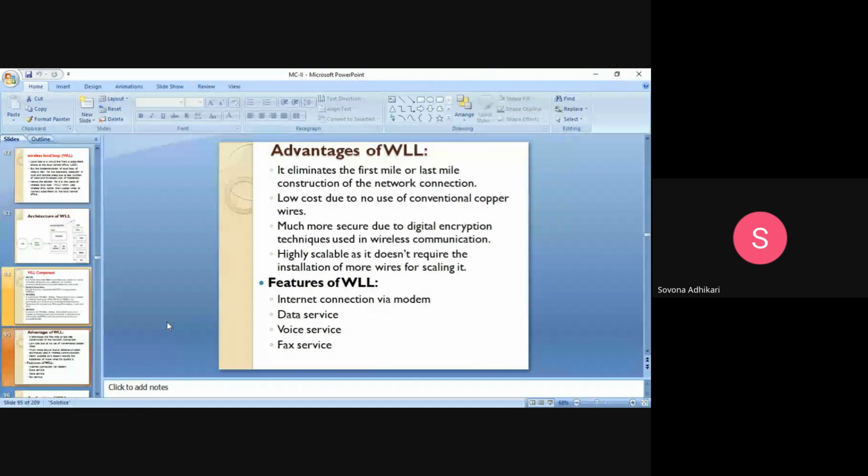It is highly scalable and does not require the installation of more wires for scaling it. No wire is used, so it is highly scalable. It does not require any installation. And the other services provided by WLL: data service, you can send and receive data. Also voice service, you can talk to another device. You can also use fax service, you can fax data from one device to another if this feature is enabled.